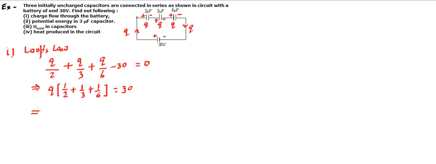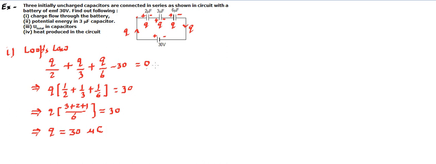So when we simplify this bracket number, we will find, if we take the denominator as 6, it's going to be 3 plus 2 plus 1, which again becomes 6. So 6 by 6 is 1. So ultimately from here we get the quantity Q, the charge, and that charge came out to be 30. Now this 30 is in micro, as we talked, coulomb. So that means the charge flown through the battery is going to be 30 microcoulomb.